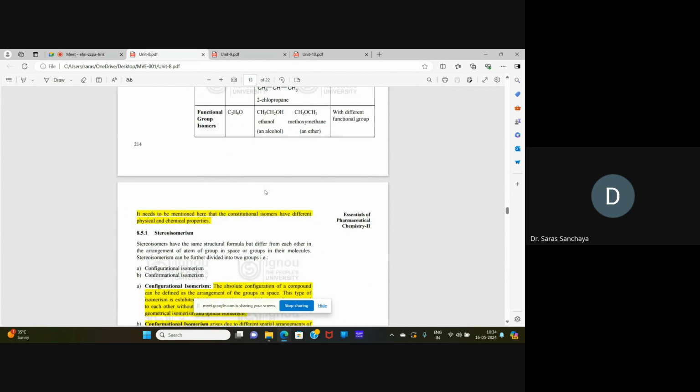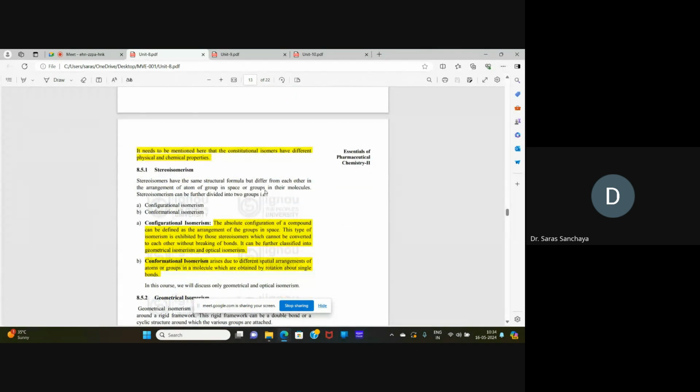It needs to be mentioned here that constitutional isomers have different physical and chemical properties than stereoisomers, which are more important, like configurational isomerism and conformational isomerism. Configurational isomerism: the absolute configuration of a compound can be defined as the arrangement of groups in space. This type of isomerism is exhibited by those stereoisomers which cannot be converted to each other without breaking bonds. It can be further classified into geometrical isomerism and optical isomerism.